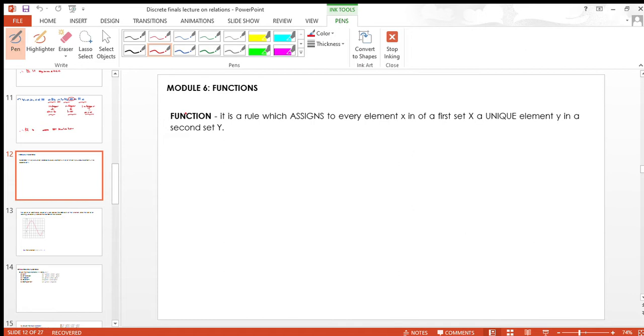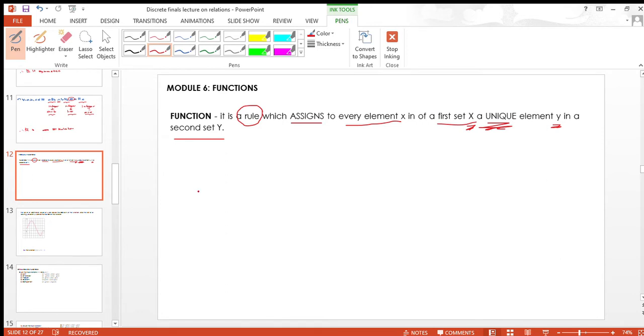A function is basically still a relation, but this time we will now follow a rule. And how do we follow a rule for functions? This rule will assign, for every element x in the first set, which we can call set x, a unique element y in the second set y.